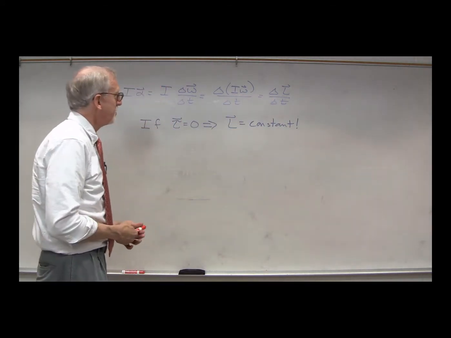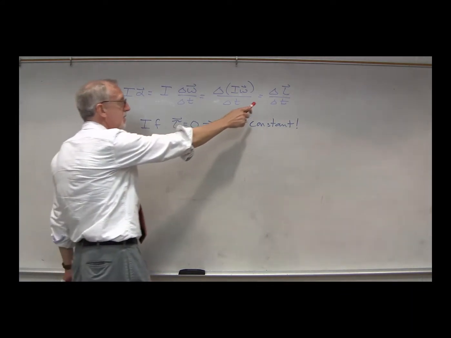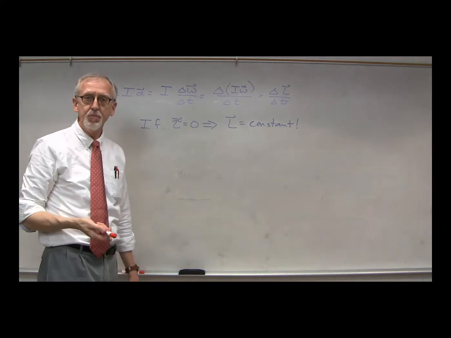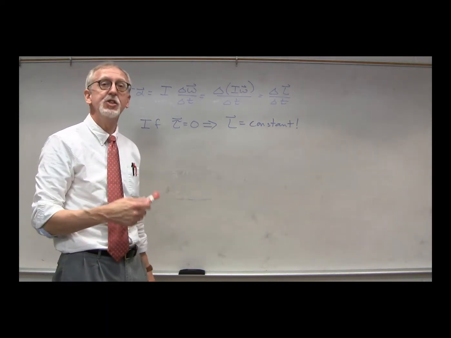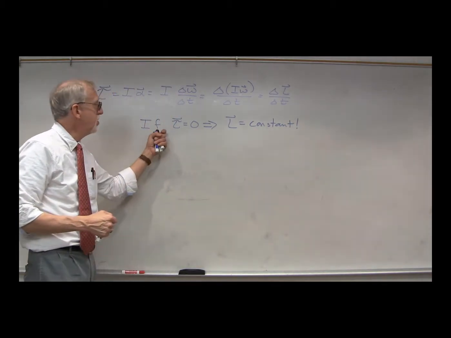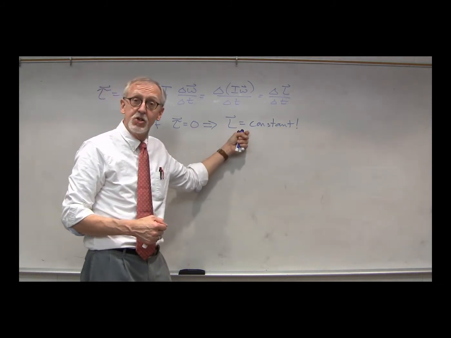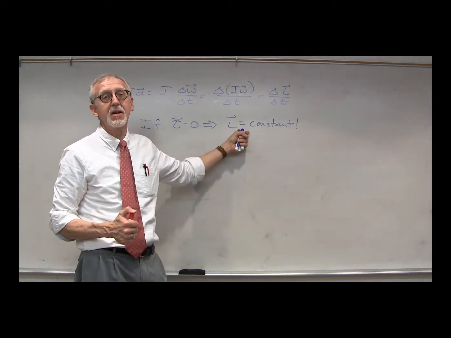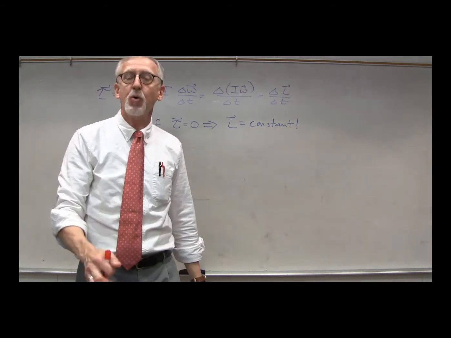So what does that mean? Well, if the net torque is 0, then delta L over delta t is 0, which means what? Delta L, or L, does not change. L is a constant. So if there is no net torque acting on an object, the total angular momentum is constant. It's uniform. This is an amazingly important result.